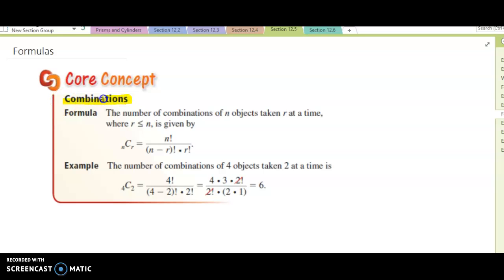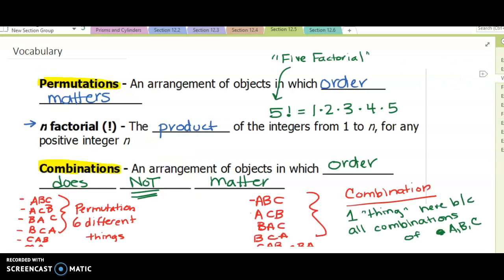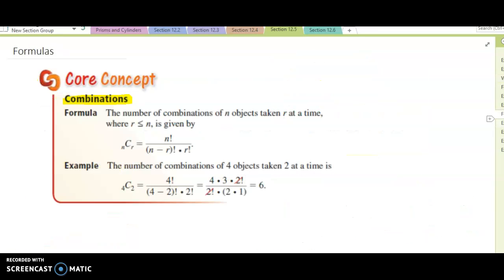combinations, okay? If you remember back to when we started our vocabulary, permutation is when order matters. With combinations, order does not matter, okay? We did two examples here of a permutation and a combination. And when we're doing combinations, this is the formula we would use, right here. And this here is an example of how we'd use it if we had numbers.